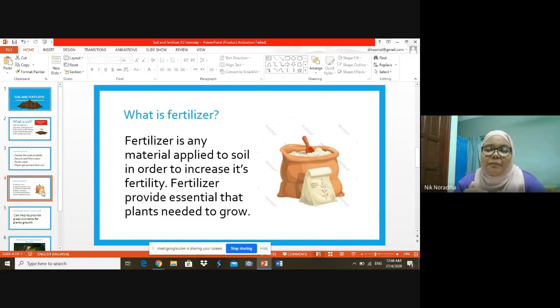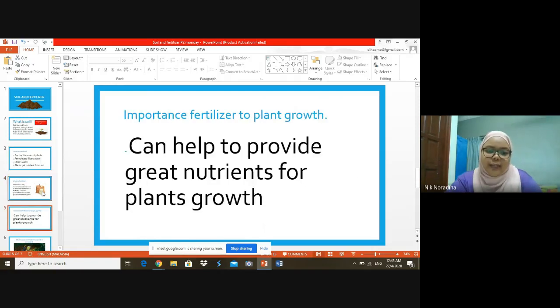Okay, to make it simpler for you, fertility is actually when the soil is good for plants to grow. Okay, so fertilizer usually provides essential nutrients for plants to grow. So that is the importance of fertilizer for plant growth. Okay, so fertilizer also provides great nutrients in order for plants to grow from small plants to big plants until they mature and can also bear fruit.